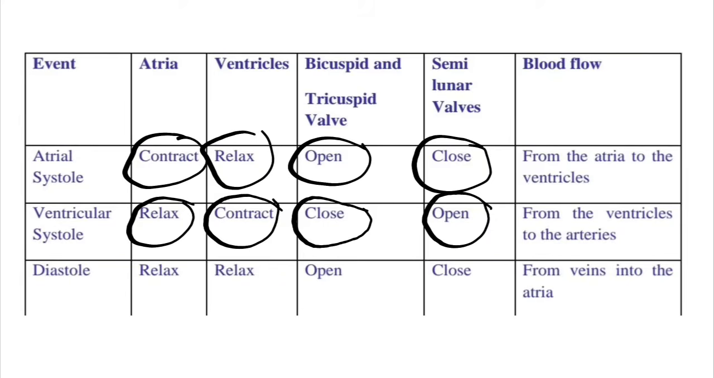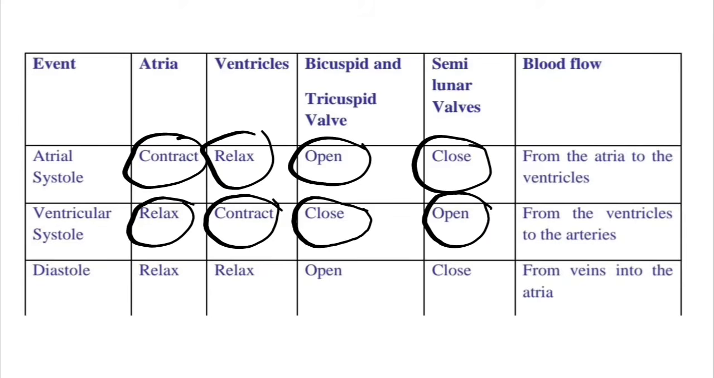During atriosystole, it is the walls of the atria which are contracting. So automatically, if the walls of the atria are contracting, it should just click to your mind that the walls of the ventricles are relaxing. So when the walls of the atria are contracting, the walls of the ventricles are relaxing. That's what happens during atriosystole. And then if the bicuspid valves and the tricuspid valves are open, that simply means the semilunar valves are closed.